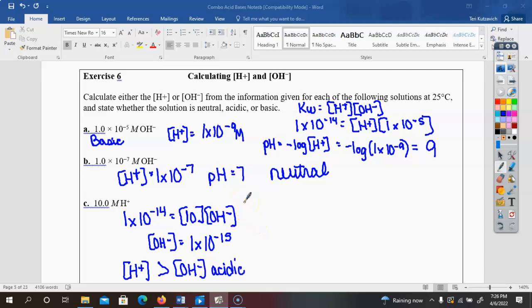Not going to come out. That's just going to be 1. So your pH comes out to be 1. So you know it's acidic just by looking at the pH. Say that you were given your OH. You could have used this equation. You could have used H plus.